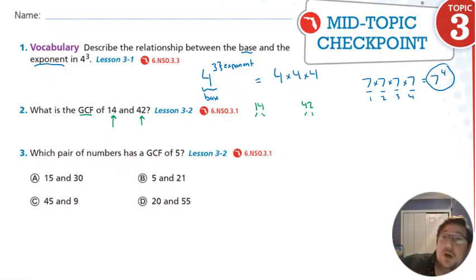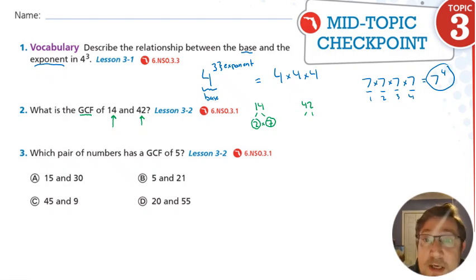So what 2 numbers multiply to be 14? Well, it's going to be 2 times 7 is 14. 2 is prime, so I circle it. 7 is prime, so I circle it. I got both sides circled, so I'm done.